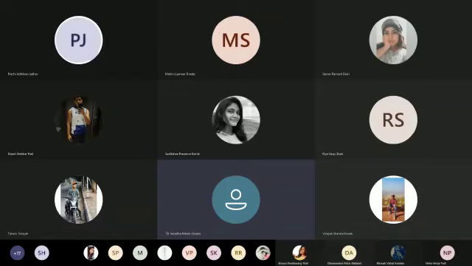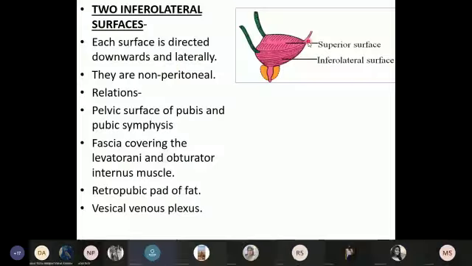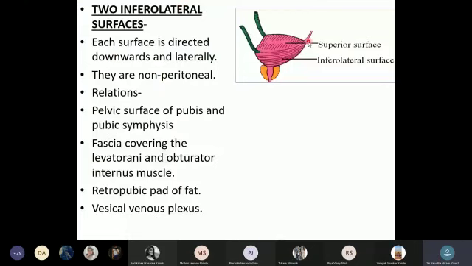There are two inferolateral surfaces, which lie between the anterior border, lateral border and inferolateral border. So this surface is called the inferolateral surface. It is not covered by peritoneum. The superior surface is covered by peritoneum, but this surface is not. It will lie inside the true pelvic cavity, so it will be related to the muscles of the pelvic cavity, mainly the levator ani muscle as well as the obturator internus muscle and the fascia covering these two muscles.